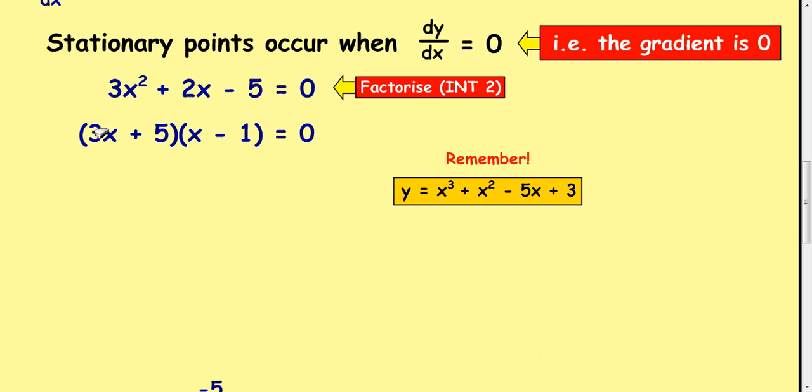So double brackets, 3x and x to give you 3x squared, 1 times 5 to give you 5, and we need a plus 5x and a minus 3x to give you your 2x here. To find the x coordinates here, this bracket needs to equal 0 or this bracket needs to equal 0. So we've got x equals 1, which is easy for this bit. And this, if you want to set it as a new equation, 3x plus 5 equals 0, take the 5 over to be negative 5 and divide by 3. So negative 5 over 3, or x is 1.